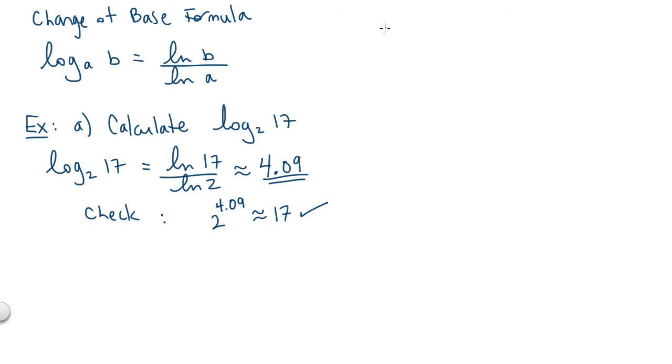For part B, let's do a little bit more practice with our change of base formula. This is something that will come in handy when we're looking at derivatives of logarithmic functions. We're going to simplify the expression log base b of e.